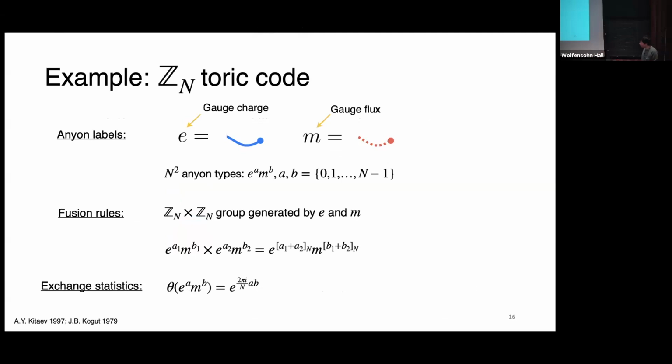Again, we can do this for toric code. We have already identified the generators of this group of anyons, the E and M, and everything you can get by fusing them or taking powers and fusing them. So it's a Zn cross Zn group, and the fusion is just adding up these exponents mod n, just modular arithmetic. And the exchange statistic you can compute turns out to be this phase vector. So we have specified the entire abelian anyon theory for the toric code.